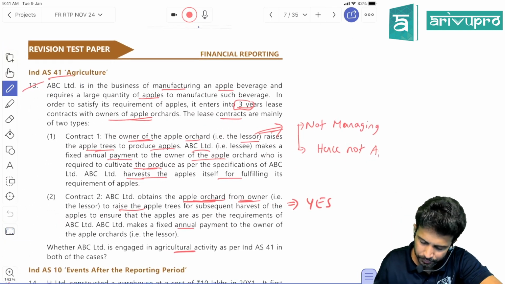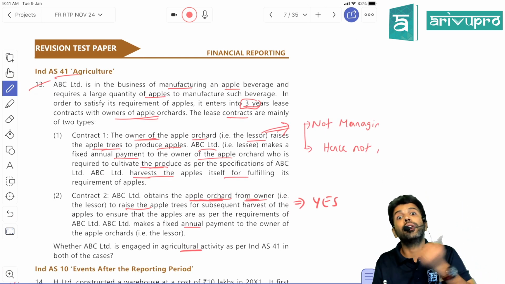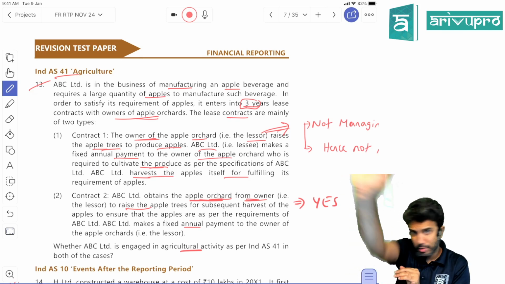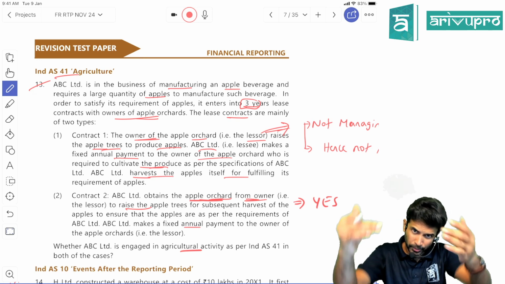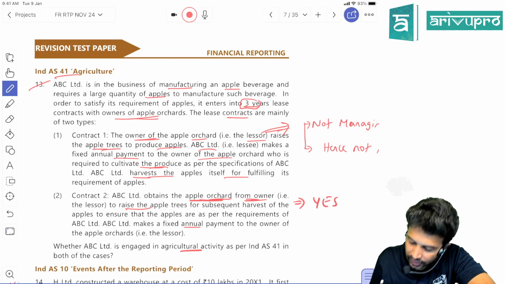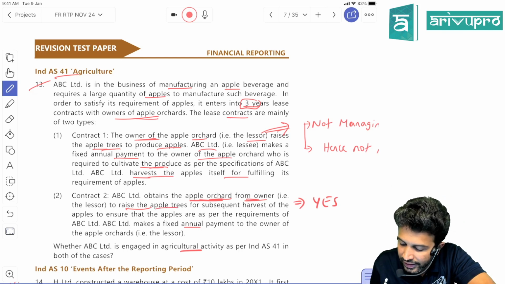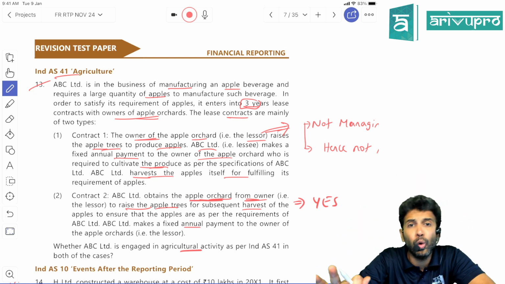That's all theory question. Second contract, ABC obtains the apple orchard from the owner. In the second case, we don't go like James Bond and pluck the mangoes. We told our farmer, you give that piece of land to us. They obtain the apple orchard from the owner to raise apple trees for subsequent harvest. So in the second case, we will go and manage it.